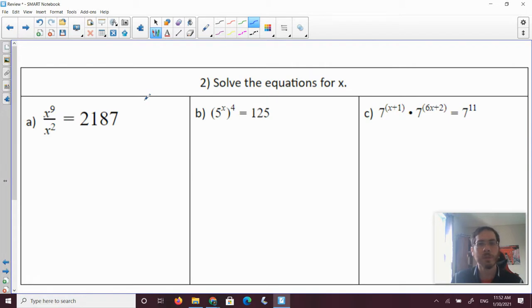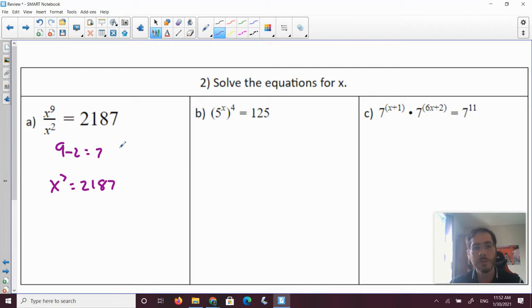So for question 2, it says solve the equations for x. So this is all the exponent rules from the beginning of the section. X to the 9th divided by x squared. So remember, when you're dividing, the rule is to subtract the exponents. So since 9 minus 2 is 7, we get x to the 7th equals 2187. So that's a pretty big number, is x to the 7th, because we have to think what number raised to the 7th power would be 2187.